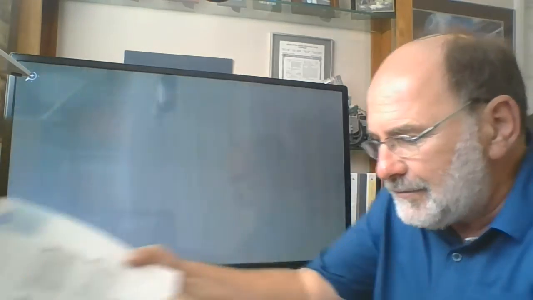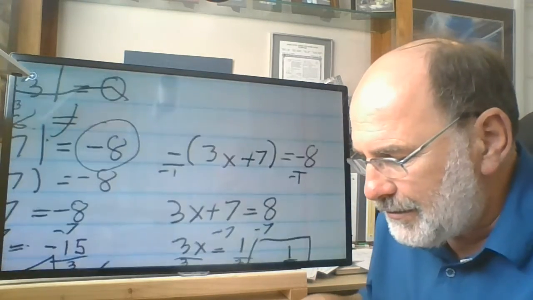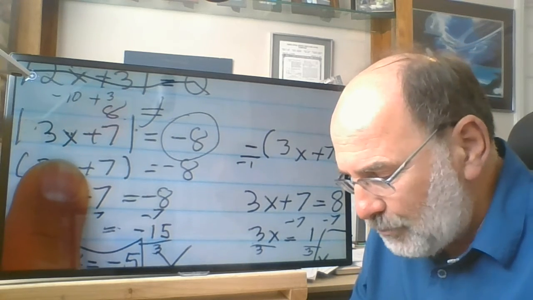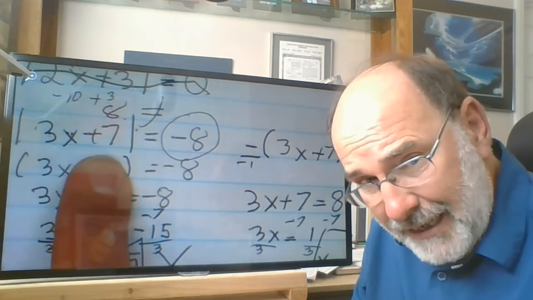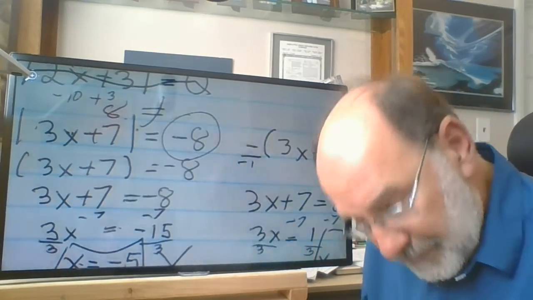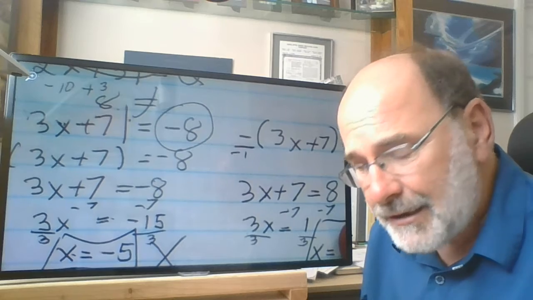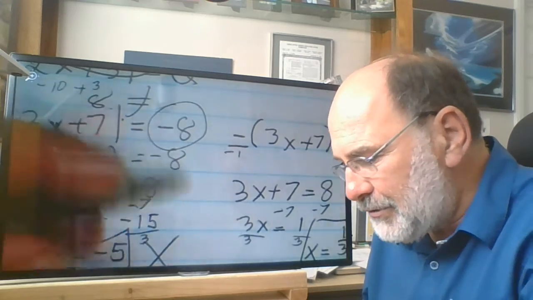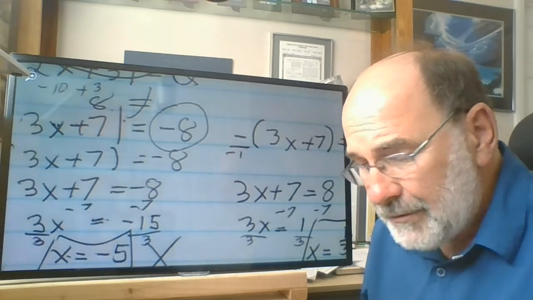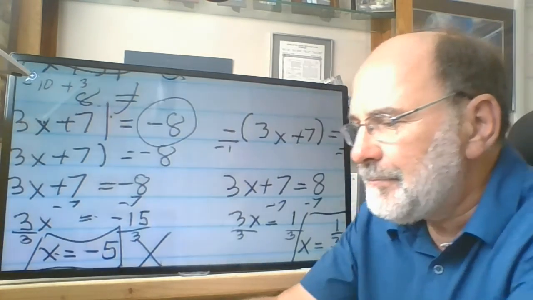I could check the other one if you like. I can put in 1/3. Let's see. 3 times 1/3 is 1. 1 plus 7 is 8. Absolute value of 8 is 8. And 8 is not equal to negative 8. So there's no solution. That's what you would have to say here. No solution for the example that I randomly picked.